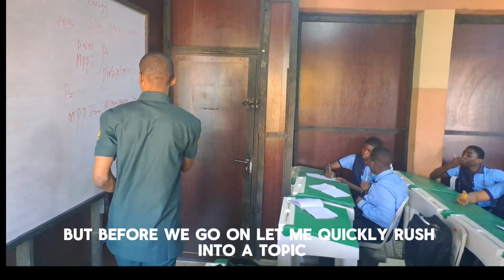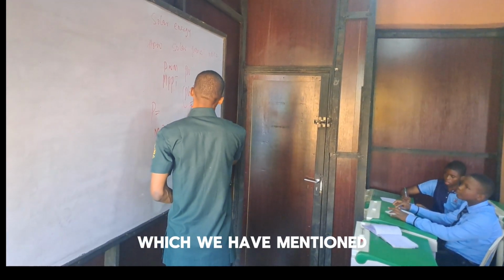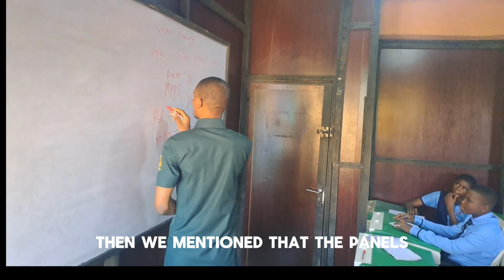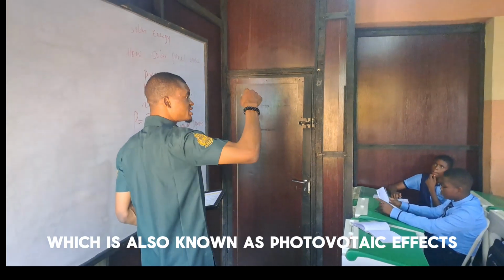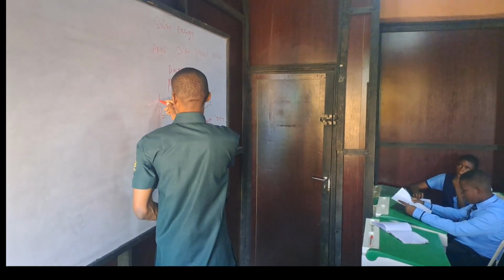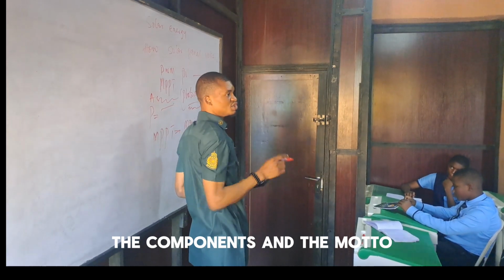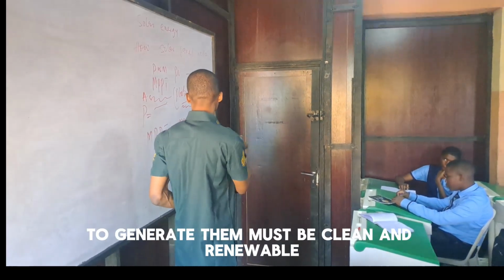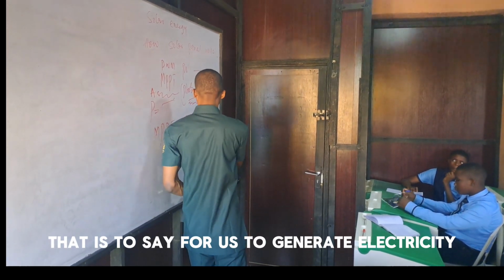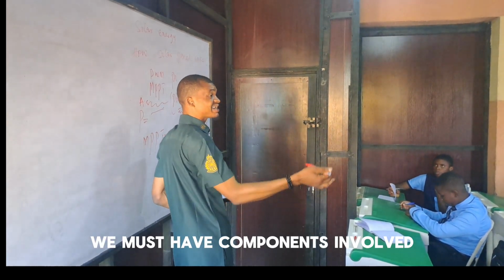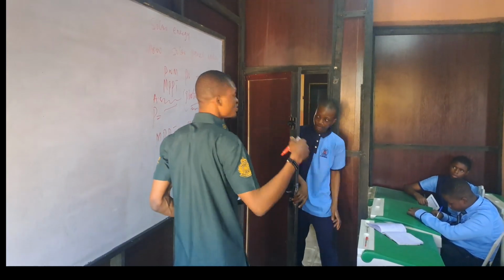But before we go on, let me quickly rush into our topic, which we have mentioned. We mentioned that the panels, also known as photovoltaic panels, have the photovoltaic effect taking place. These are the things you need to know: the components and the method to generate electricity must be clean and renewable. That is to say, for us to generate electricity, we must have components involved, and the method of generating it must be clean and renewable.